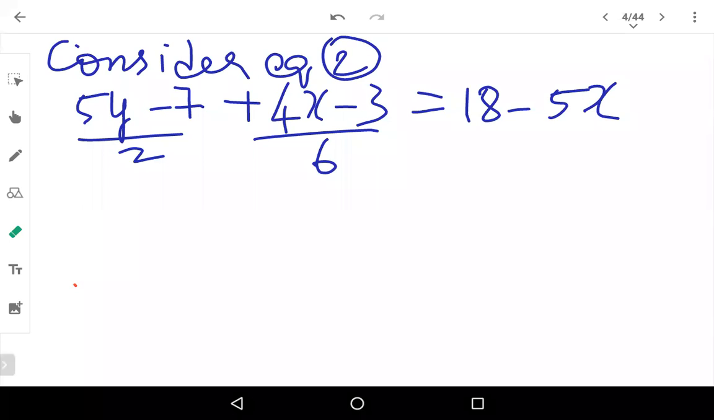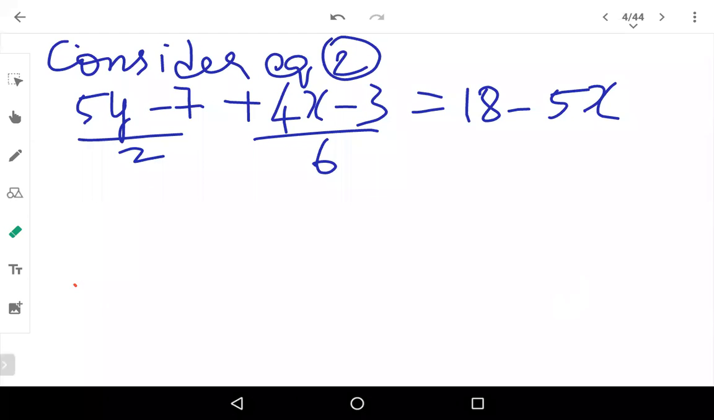Now, which method do you want to follow? You want to follow the multiplication as usual, which we did, or you want to follow the actual LCM? Can you all hear me? Okay, you want to follow the LCM method. Okay, fine. We will go with the LCM method.